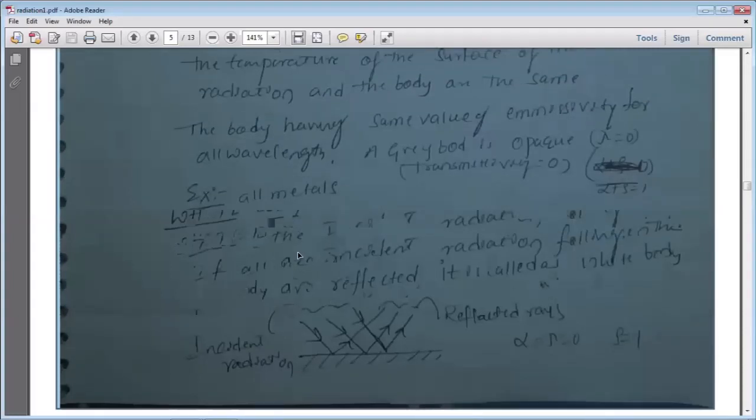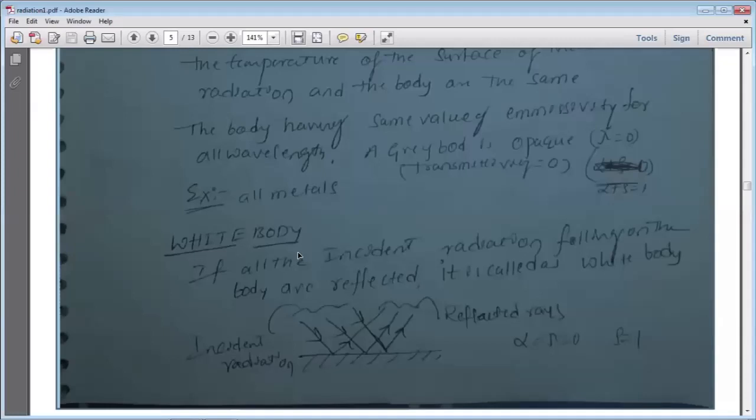Understand? Just opposite to the black body, that one is. What is the meaning of the black body? Black body means that one absorbs all types of radiations, and it also emits all types of radiations. It absorbs all types of radiation.